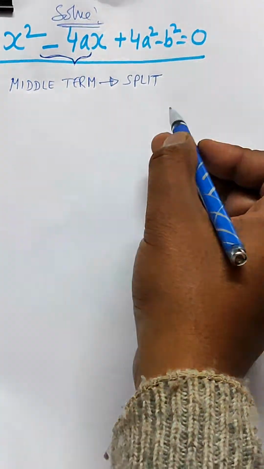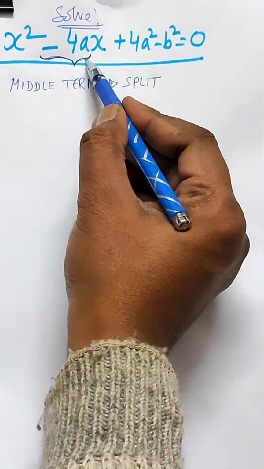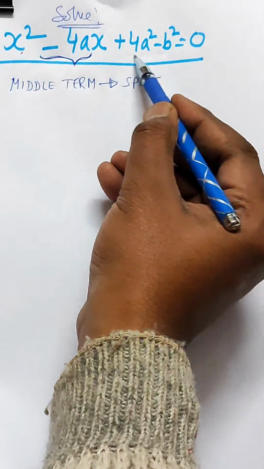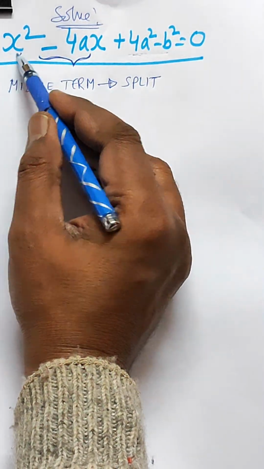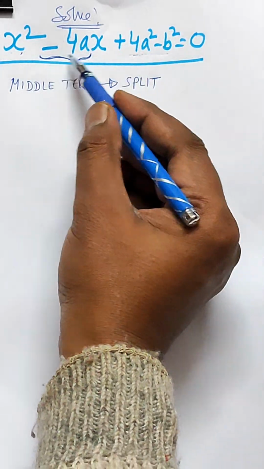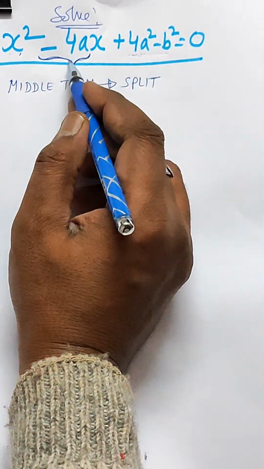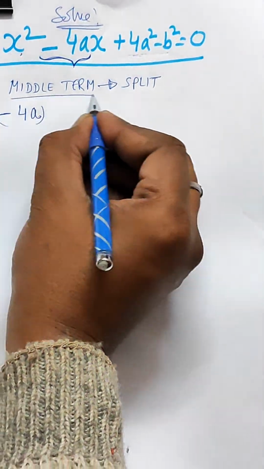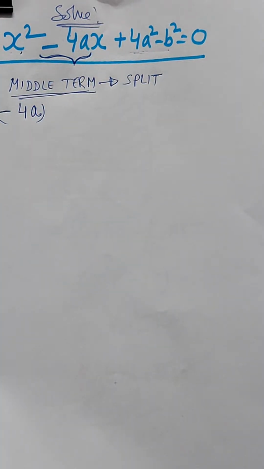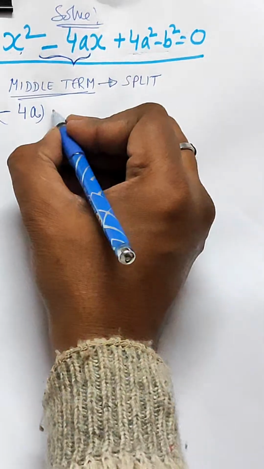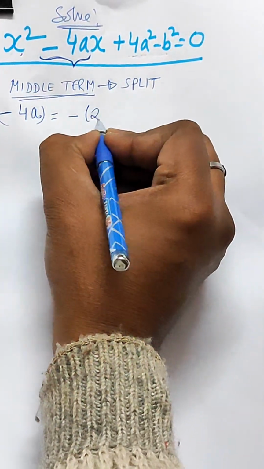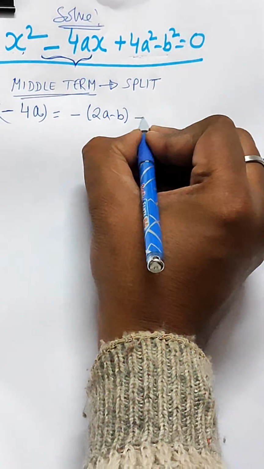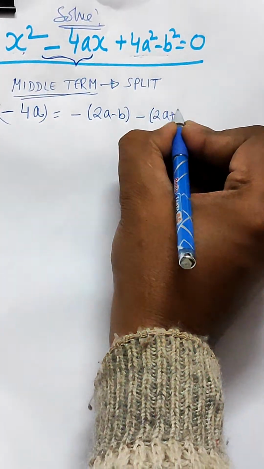Split means break into two parts so that we will be taking something common with x square and something common with the c term. A quadratic equation, let us say, is in the form of ax square plus bx plus c, right? So if we split the middle term minus 4a, which is the middle term over here, isn't it? Minus 4a, how can it be written? It can be written as minus 2a minus b, minus 2a plus b.